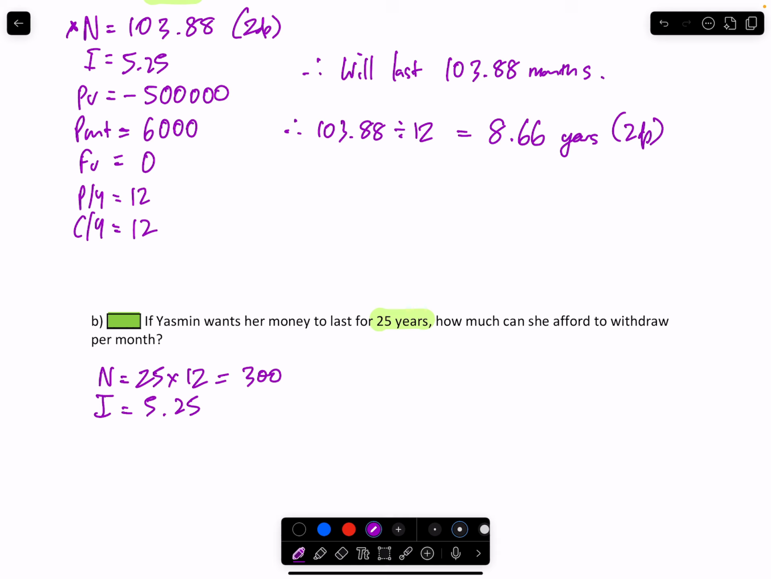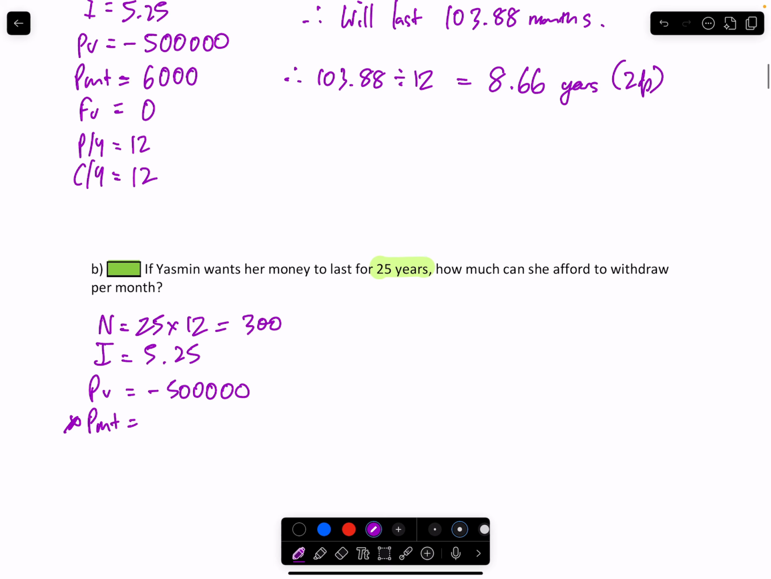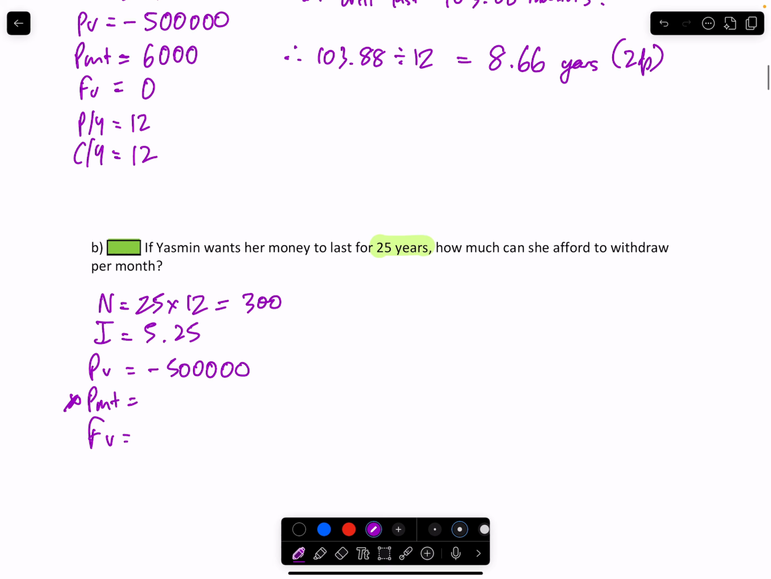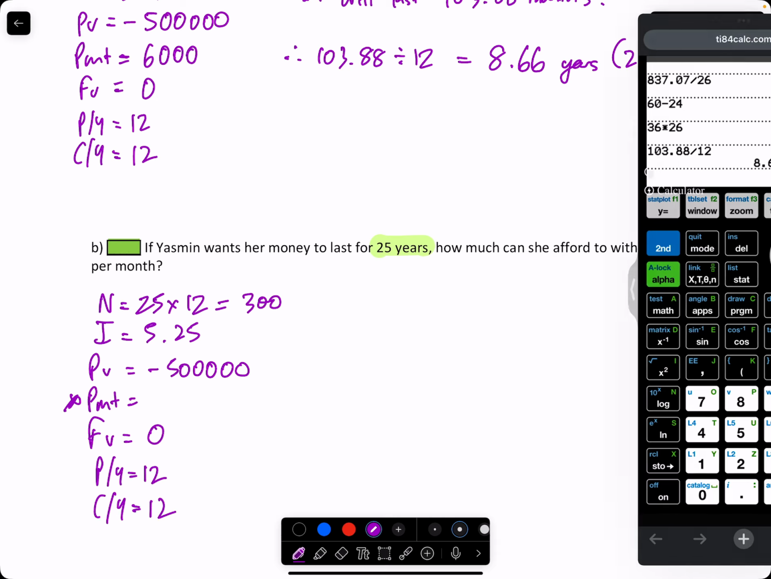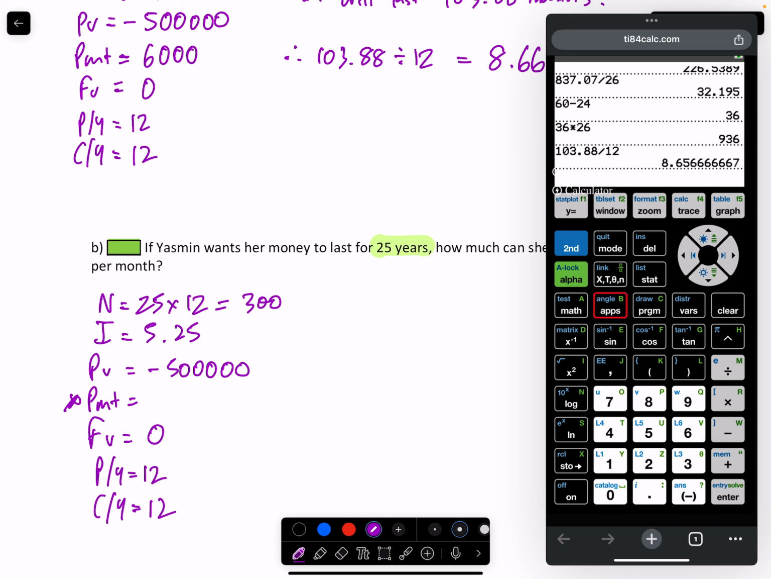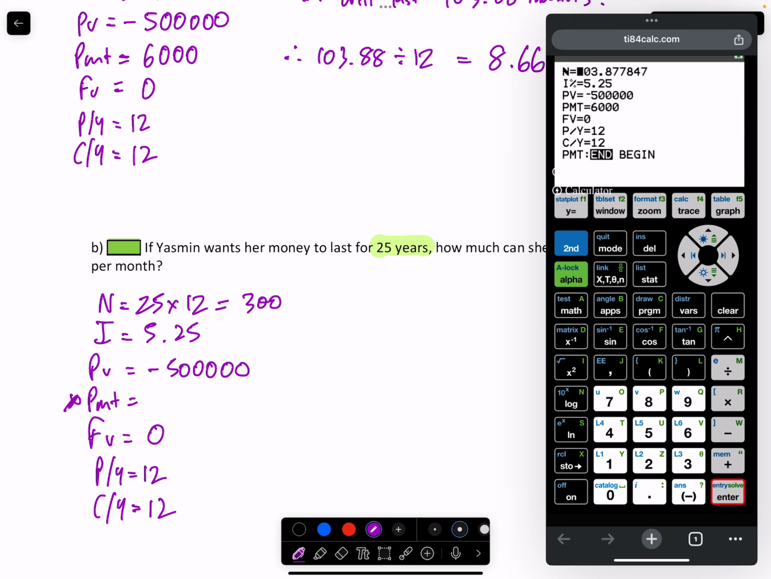I is 5.25. There is 500,000 in the account, so negative 500,000 for PV. We want to see what she can actually withdraw. I'm not going to have any money in there when I die. PY is 12. CY is 12. Apps, finance, TVM. We want it to last 300. So 6,000 is not going to work.